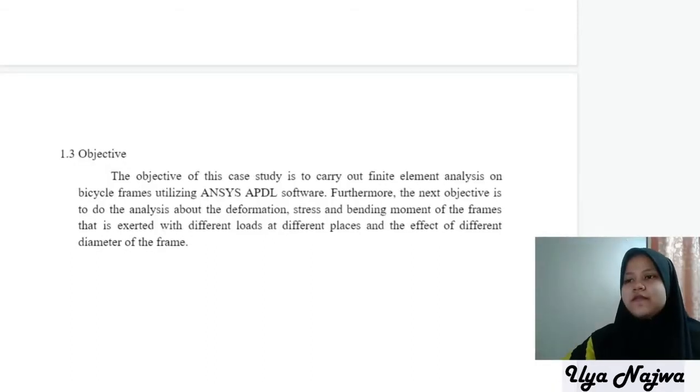The objective of this case study is to carry out finite element analysis in order to find the total deformation, the stress, and the bending moment of the bicycle frame by using ANSYS FEDL software.